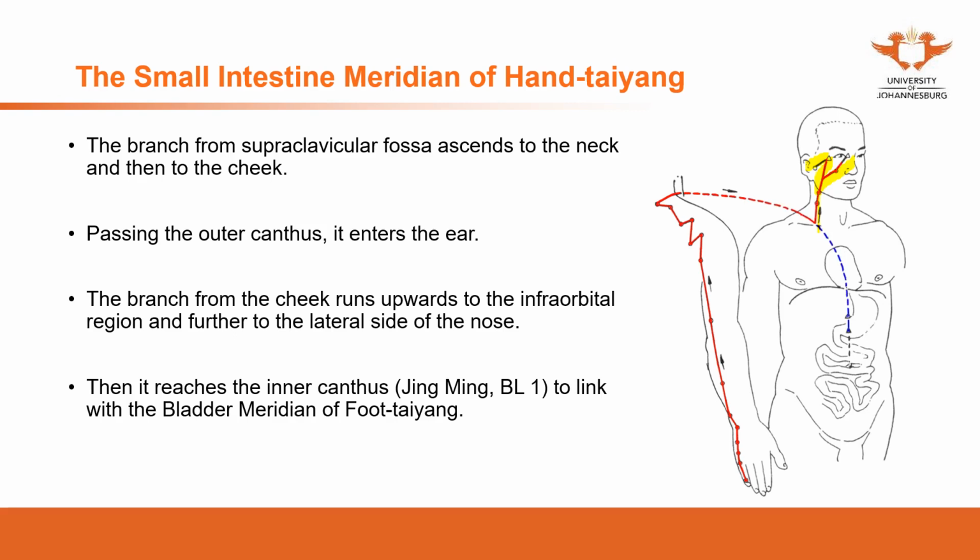Because the small intestine meridian enters the ear, that's why sometimes we can use this meridian for ear problems, such as tinnitus, the noise in the ear, or inflammation of the ear. Also, because the meridian travels around the shoulder, not the spine here, that's why we can also use this meridian for shoulder problems.